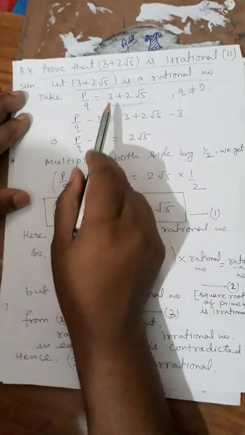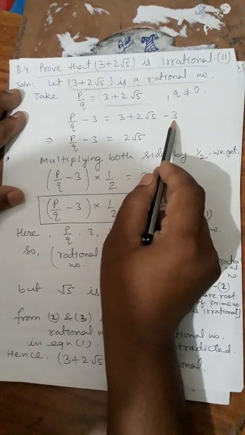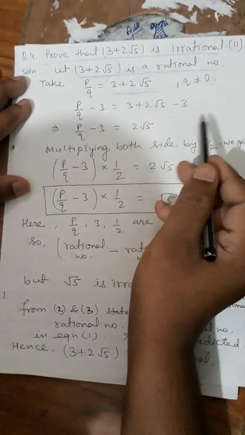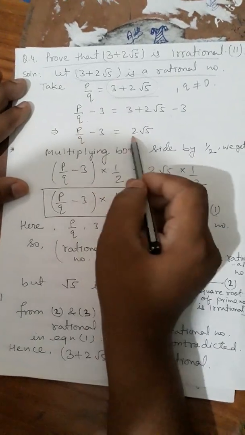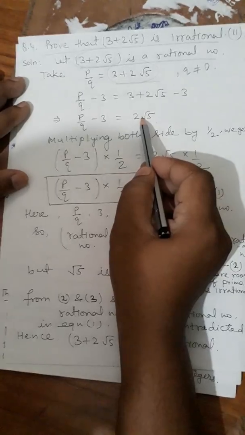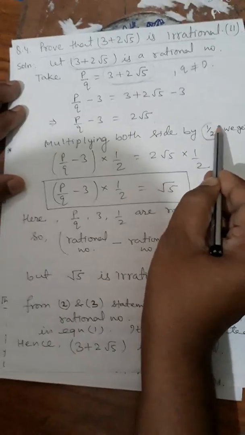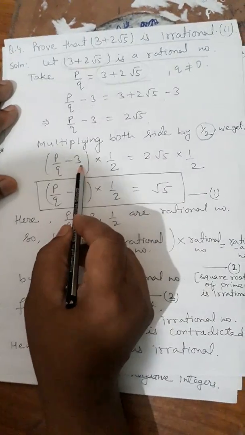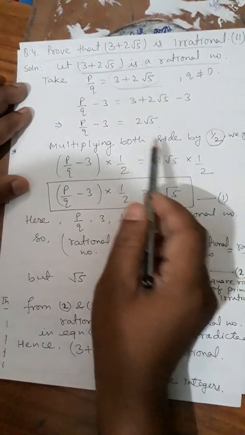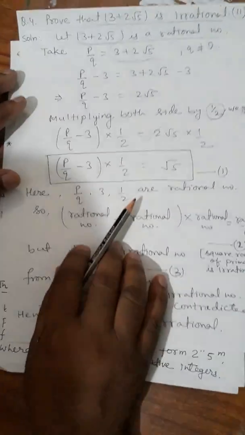Okay. Now 3 we can send here, it becomes minus. The same operation we have to do on both sides. Minus 3 I have done on both sides. So p by q minus 3 equals 2 root 5. Now we have to send the 2. 2 is multiplying, so here it will be divided. Multiplying both sides by 1 by 2, we get p by q minus 3 into 1 by 2 equals 2 root 5 into 1 by 2. 2 cancels. Okay. Root 5.